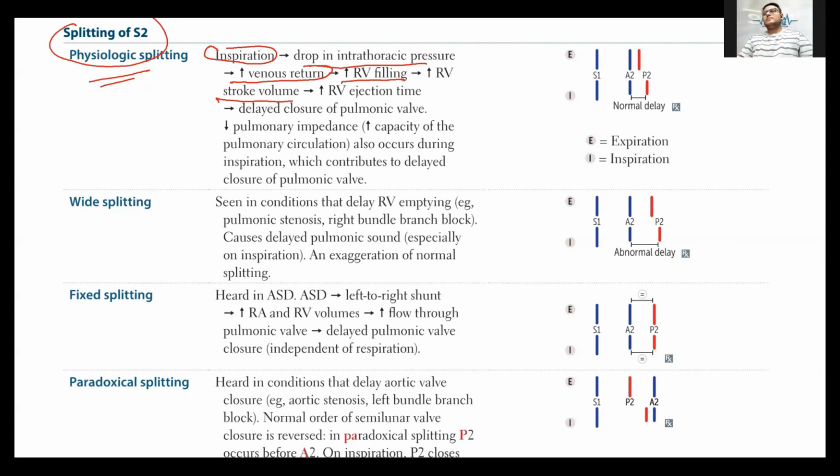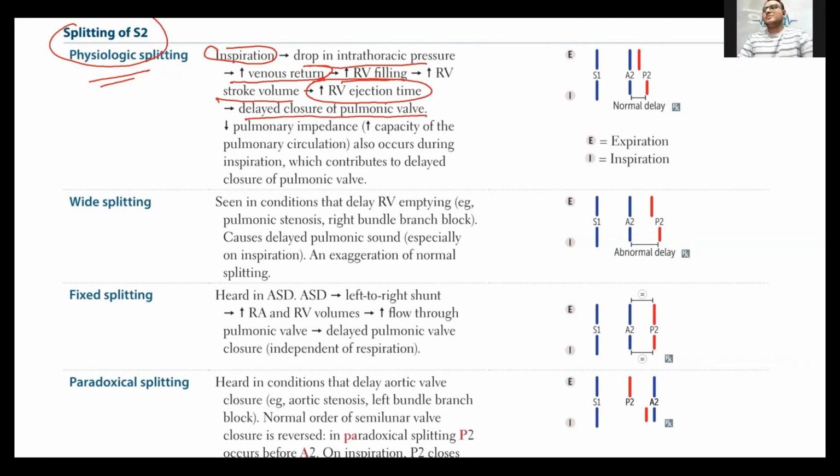And the most important point: when there is more blood in the right ventricle, it will take much time to eject this blood. In a normal patient, during normal breathing, the blood that comes from the atrium to the right ventricle is like 50 ml, so the right ventricle easily ejects it. But when there is more blood, more venous return because intrathoracic pressure is decreased, there will be more time during ejection. So there is increased right ventricular ejection time. It will cause the delayed closure of the pulmonic valve.